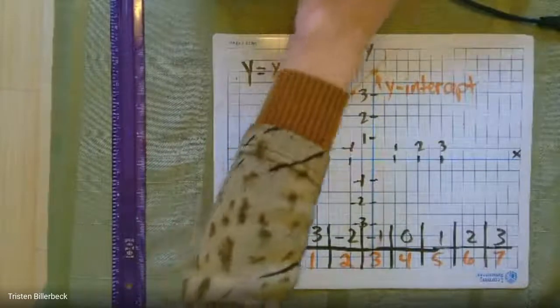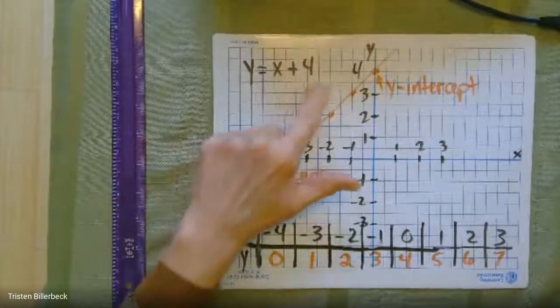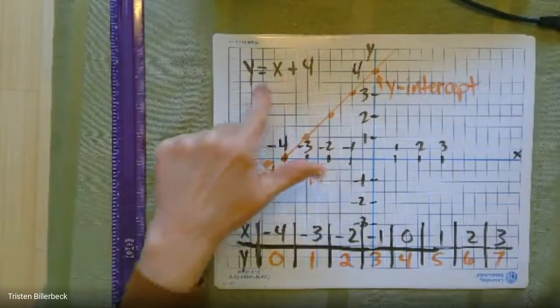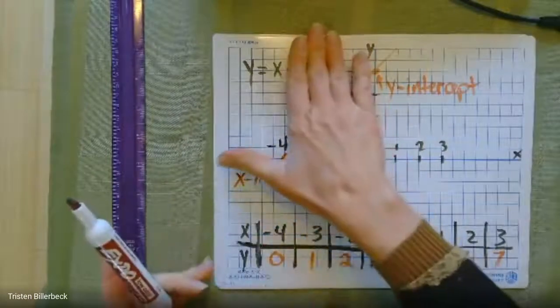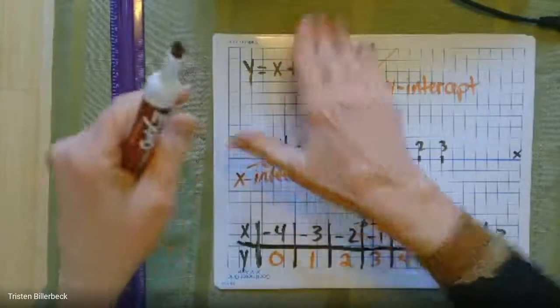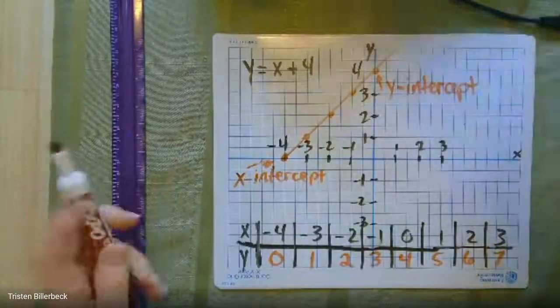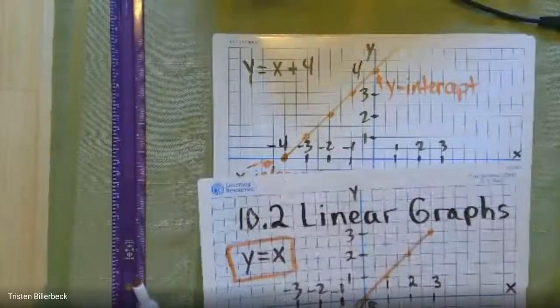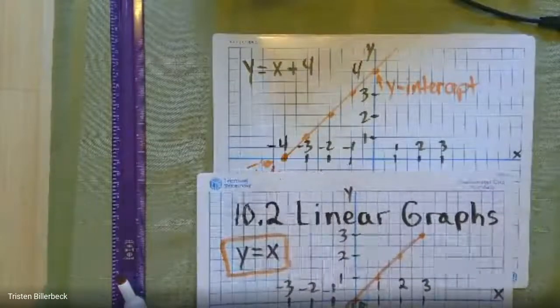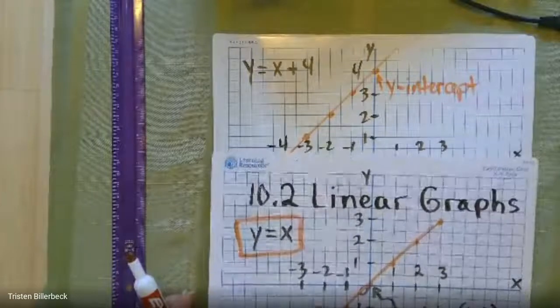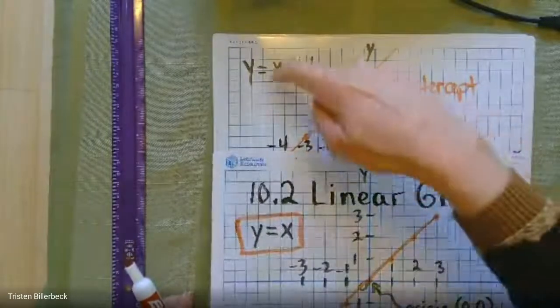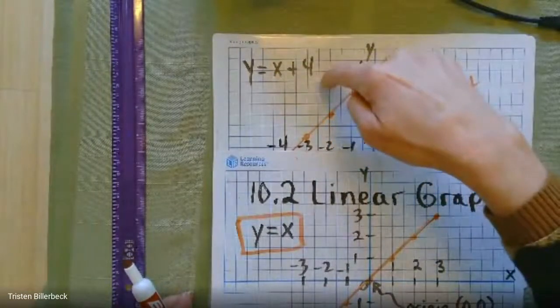Here we have a plus 4 added to this. So it was this at y equals x. So let's look at y equals x one more time. Here's y equals x. And then that's y equals x plus 4.